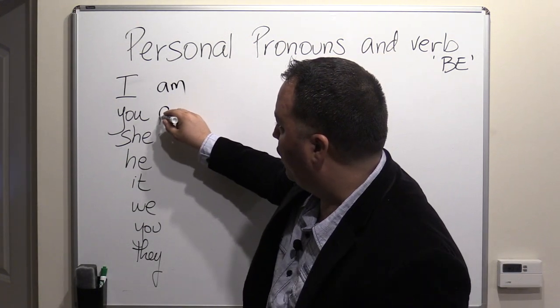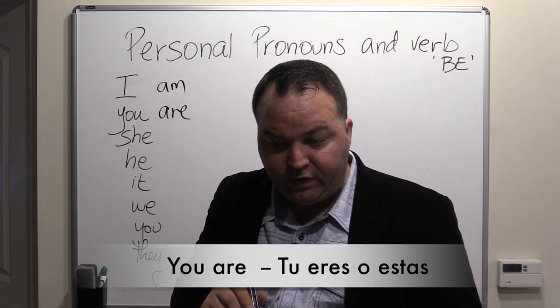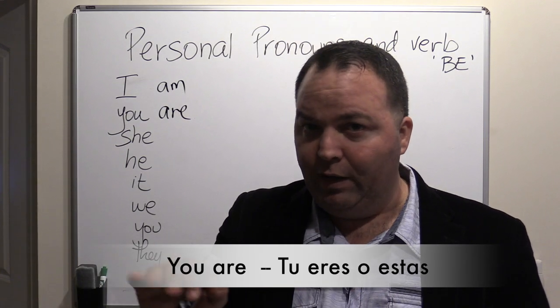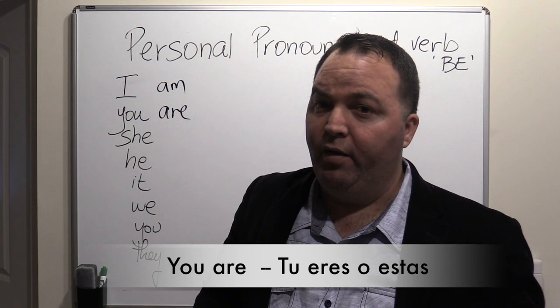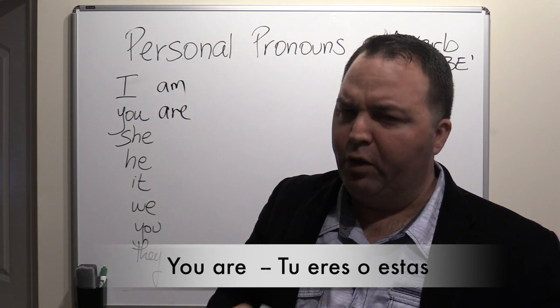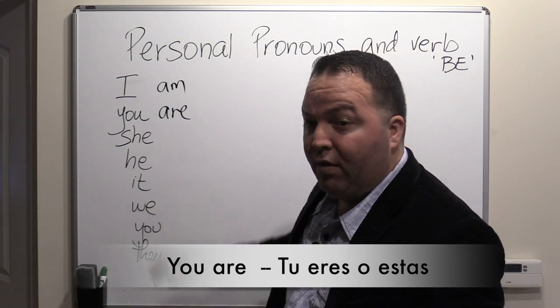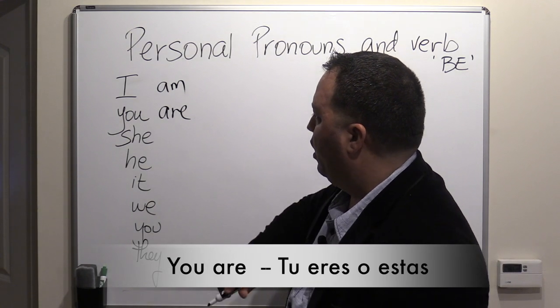For you is are. Okay? Don't forget that this is the simple present. Este es el presente simple. Estamos hablando en presente. Ya cuando hablamos en pasado, cambia la forma. Es un poco más difícil. Pero también lo vamos a ver. No se preocupe. Okay? Por ahora vamos a ver solamente el presente simple. Okay? You are.